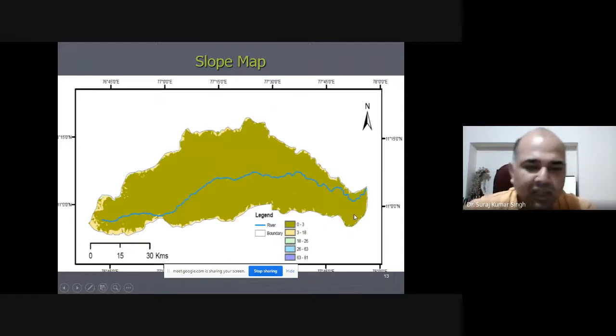Next comes slope map. Slope is also important because your runoff depends on slope. So the remote sensing, that is digital elevation models, we are using for creation of various kinds of slope map.